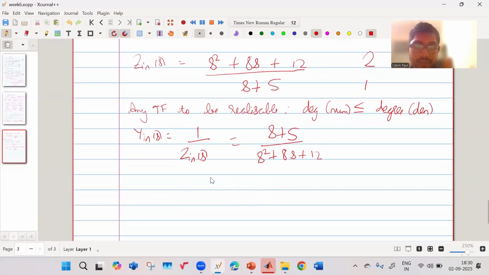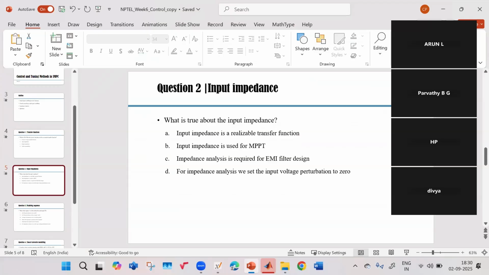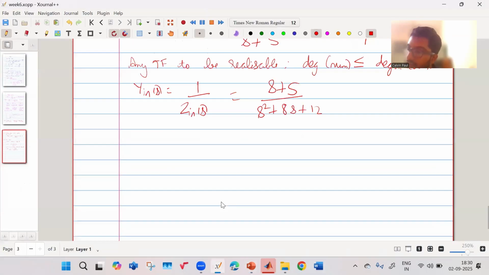This is one aspect. Then they're saying input impedance is used for MPPT. MPPT is a very common thing. Can someone tell me? We have Divya, HP, Parvati, Arun. What is the full form of MPPT? Maximum power point tracking. Okay, where is it used? Solar panel. Okay, good.